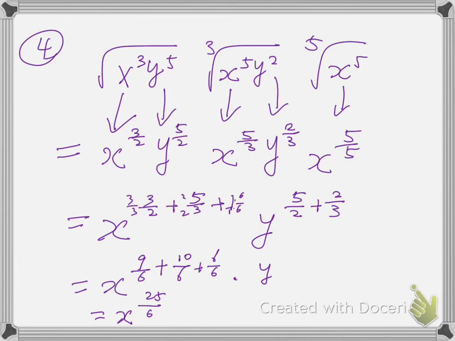Here also the common denominator is 6. This is 15 over 6 plus 4 over 6, so this is y to the 19 over 6 power. So that's changing radicals to rational powers.